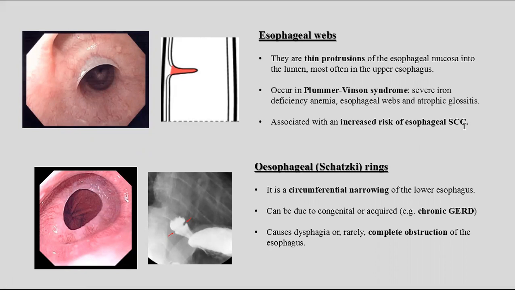Just remember that esophageal webs are not circumferential, and in the upper esophagus you typically see them in older women, and the most common association is Plummer-Vinson syndrome.